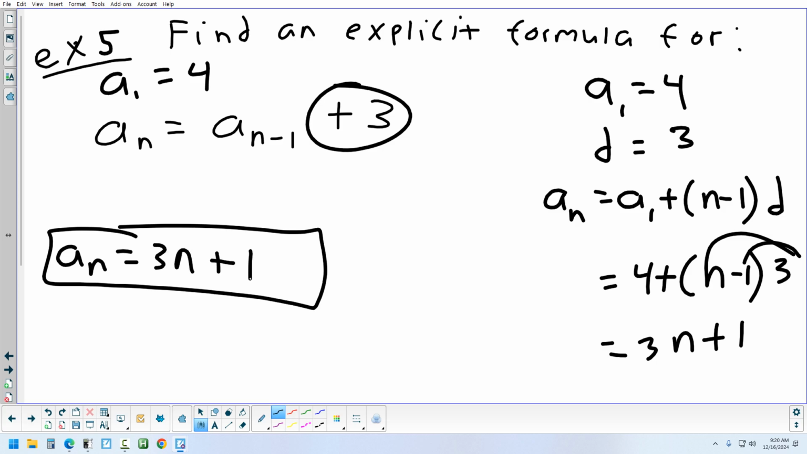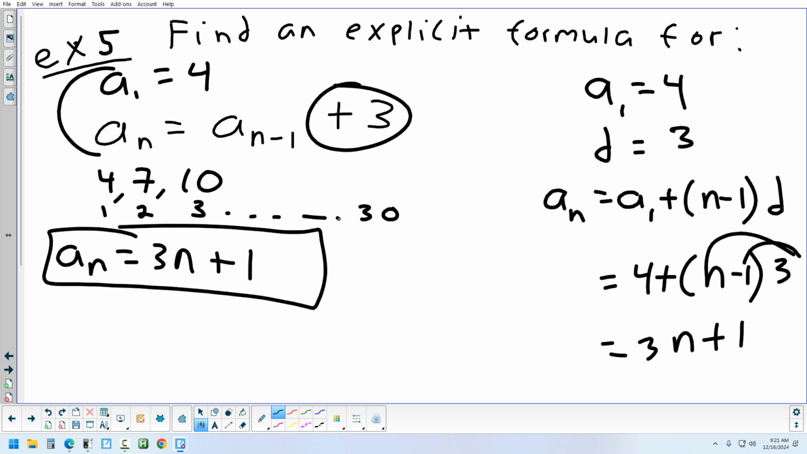The way we can check it is let's use this to write down a few terms and check it against that. First term is 4, and if you add 3, what do you get? 7. One more? 10. First term, second term, third term. All right, let's plug in 3 and see if we get 10. What's 3 times 3? 9. Plus 1? 10. Let's check. Plug in 2, do we get 7? What's 3 times 2? 6. Plus 1? 7. Perfect.